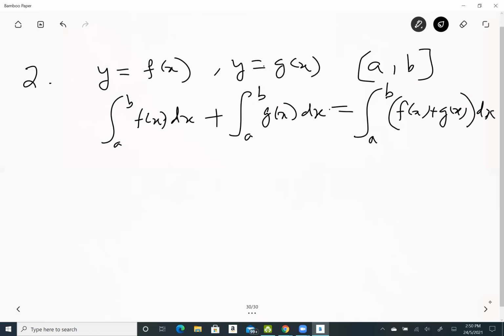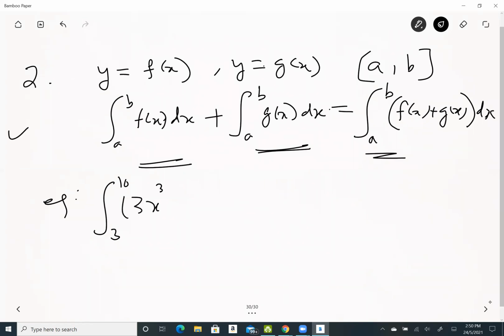So rather than you do the integral of f of x, and then another integration of g of x, it's easier for us to add them up first and then integrate. Here you do only one integration. So this is one good use of that property. Example, let's say you want to integrate from 3 to 10 of 3x to the power of 3 minus 10x squared plus 5 dx.